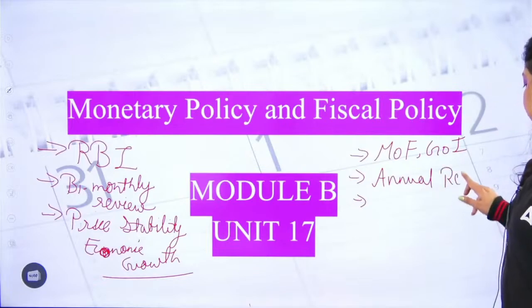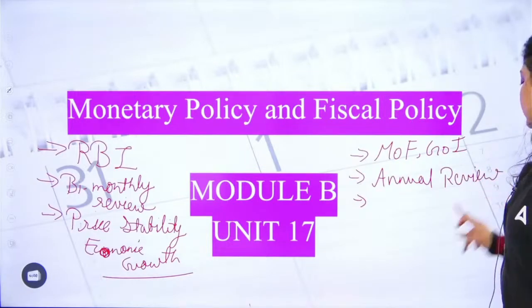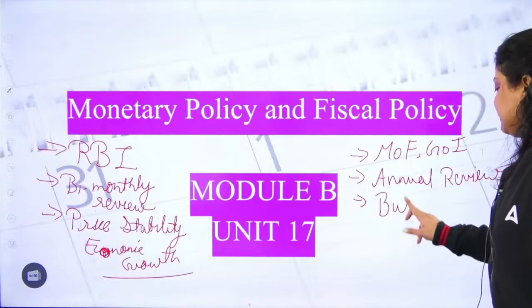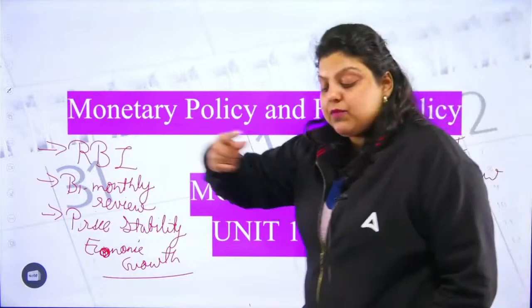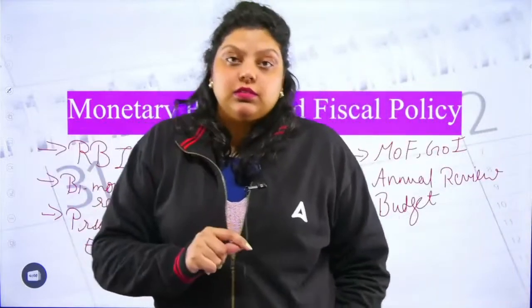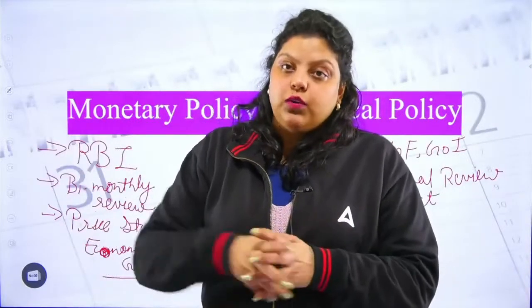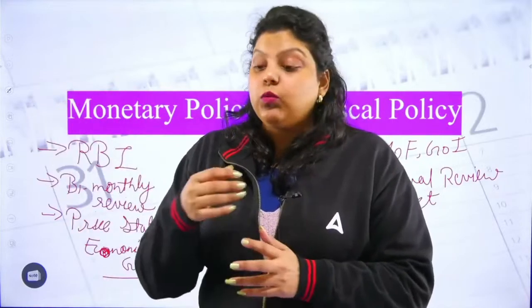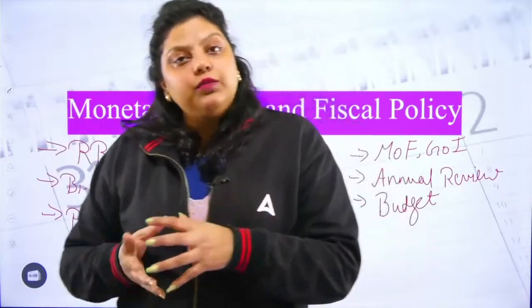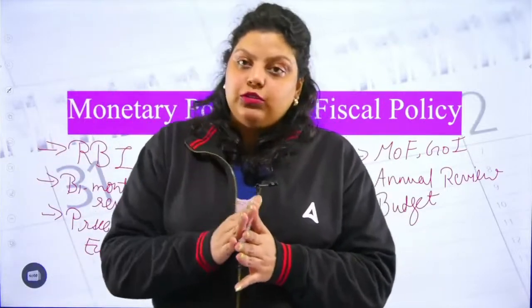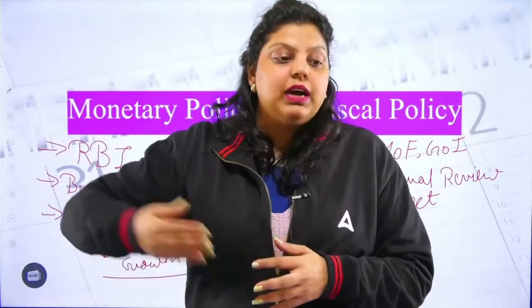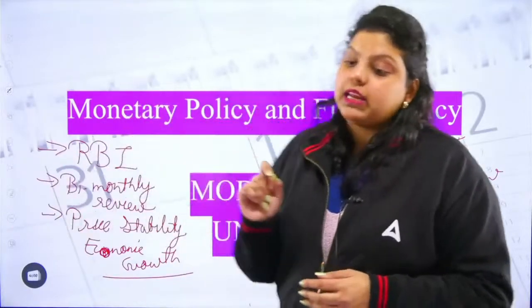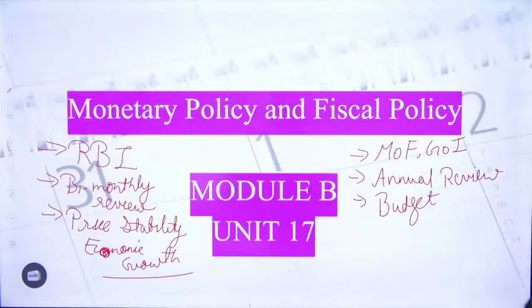There will be annual review, or we can call it the budget. So fiscal policy is actually the budget of Government of India that talks about the upcoming financial year's revenue and expenses. Like what will be the revenue for the upcoming financial year of Government of India and what will be the expenditure. So in the fiscal policy, we are actually making our budget related to Government of India. Like what will be the earning in the upcoming financial year and what will be the expenditure in the upcoming financial year. That's talked about under the fiscal policy.